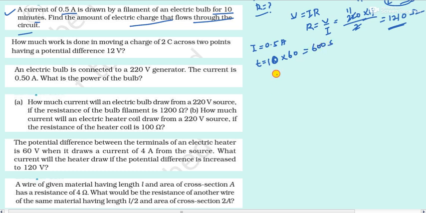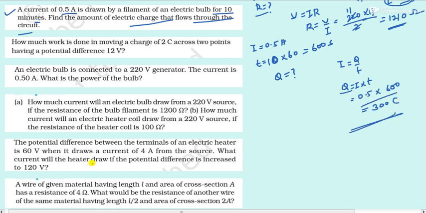We need to find the amount of charge, Q. As I told you in the beginning, current is Q by T. So Q is I into T, right? I is 0.5 into T is 600. 0.5 is half. So half of 600 is how much? 300 Coulomb. Understood? That is the answer.